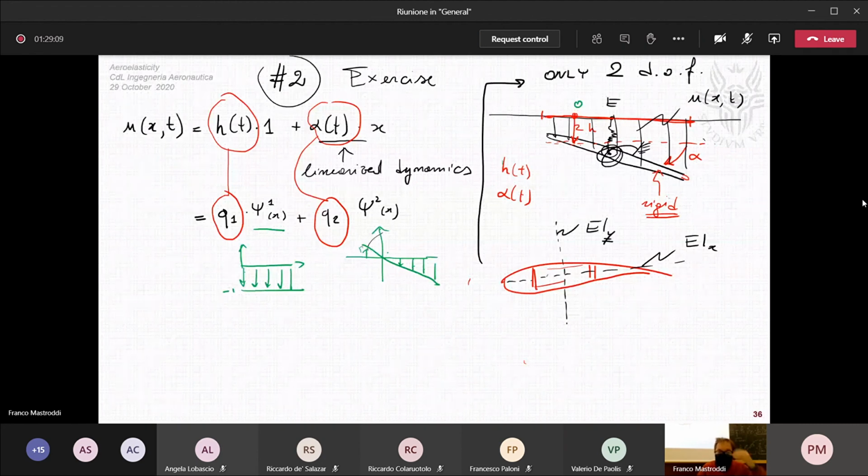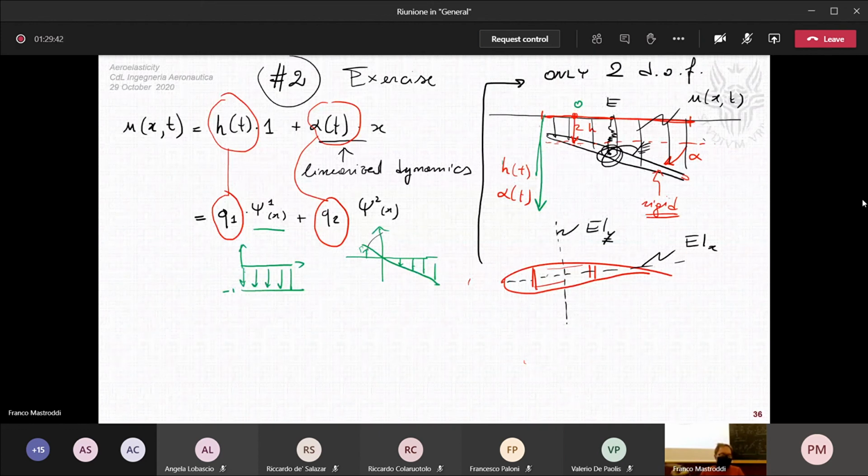You have this shape function here. Interesting. Very interesting. Note that the positive displacement is down, is not up. So this is the positive direction. And so I can directly apply my concept of Lagrangian dynamics.